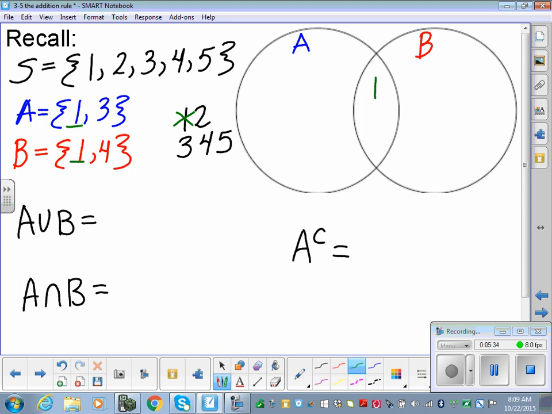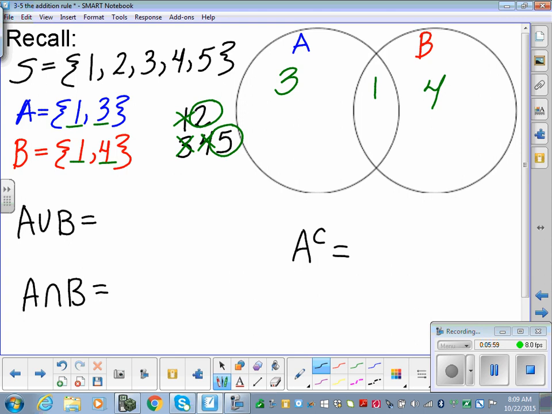All right, let's look at A. A has a 3. Does B have a 3? No, so we've got to place it just in A. Now it's not in the sample space anymore. And then moving on to B. B has a 4. So it's only in B, so it goes right there. And now it's out of our sample space. So left floating is a 2 and a 5. Does everybody understand how I did that? Okay, awesome. Let's answer these questions.